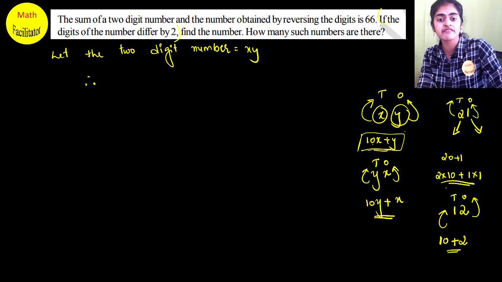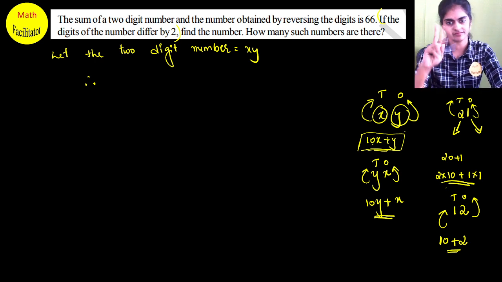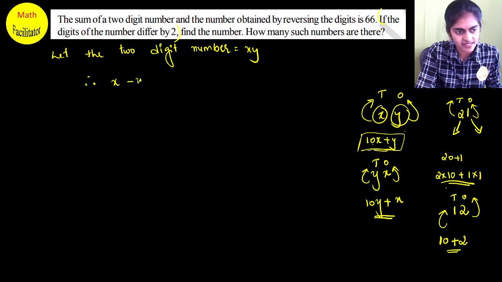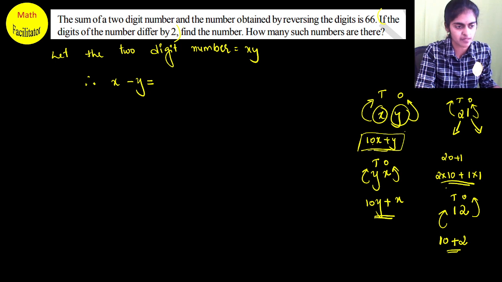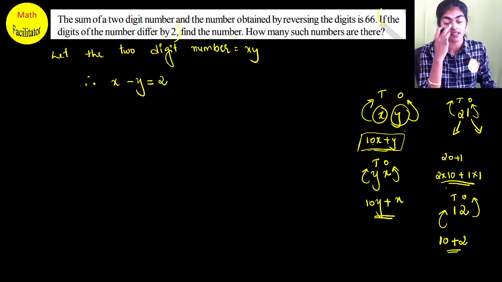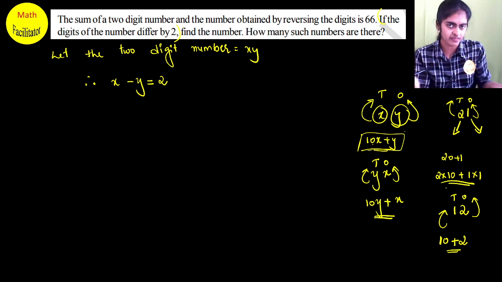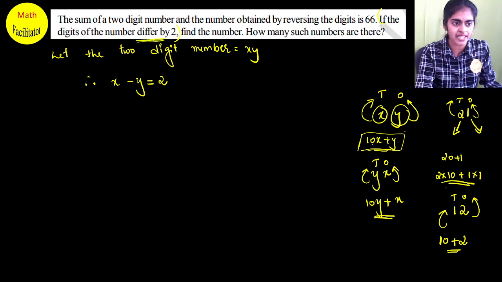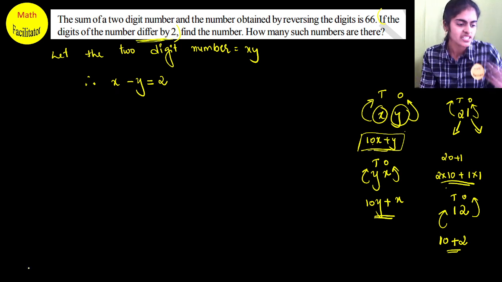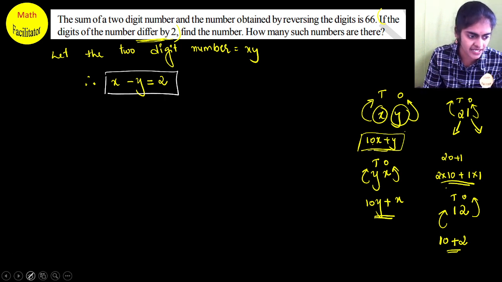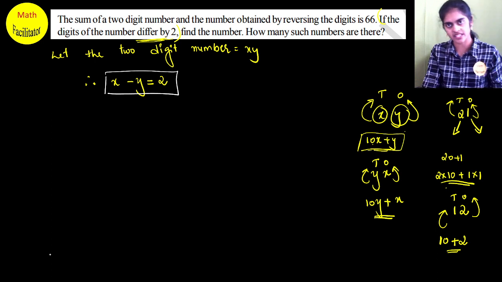If the digits differ by 2, what is the meaning of differ? They are varying by 2, or the difference between the two digits is 2, which means if I subtract one digit from the other, the difference is how much? 2. Okay, the answer is 2 because the digits are differing by 2. So this is the first condition you got. Since the digits are differing by 2, I can write x minus y is 2, as x is a digit, y is a digit.